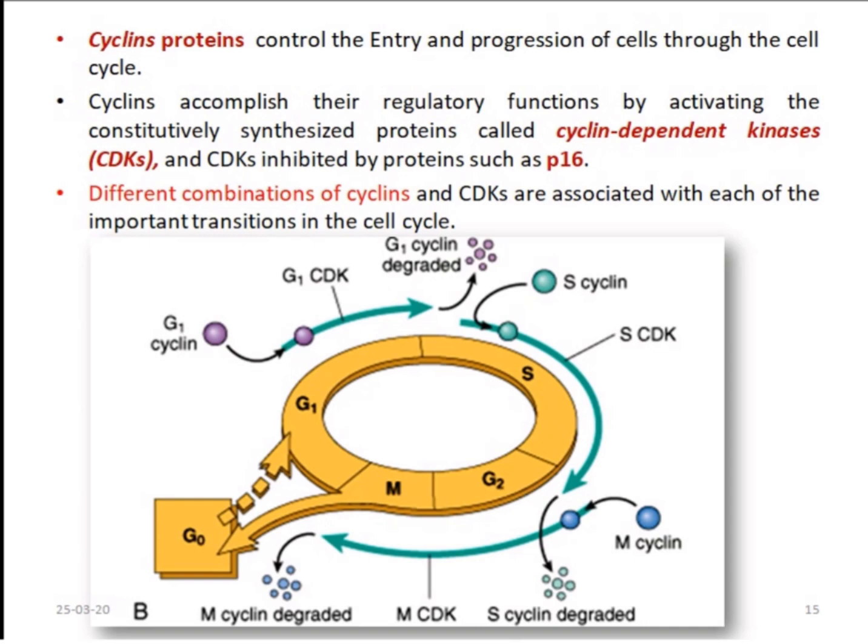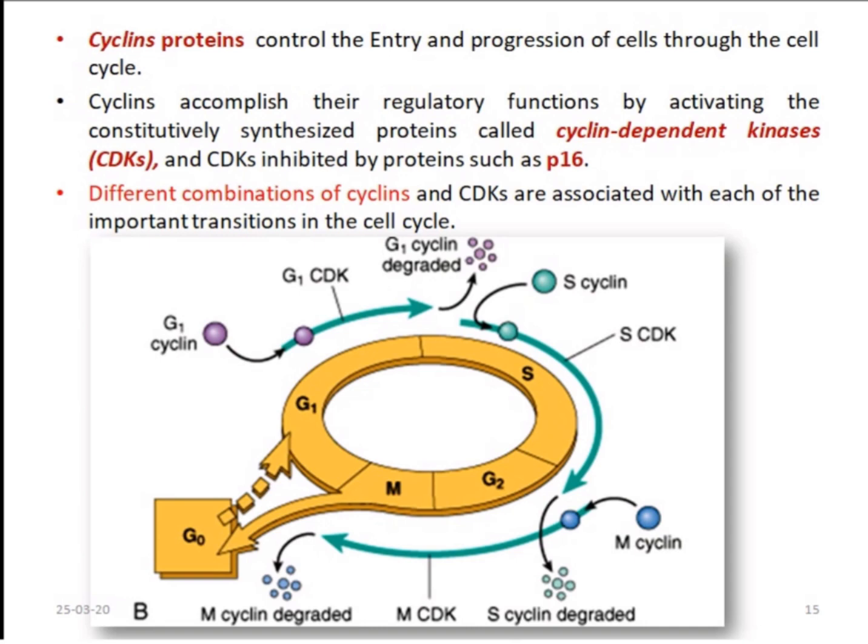These are called the cyclin proteins, right? The name cyclin is given because they are involved in the cell cycle. So cyclin proteins control the entry and progression of cells through the cell cycle. Cyclins accomplish their regulatory function by activating the constitutively synthesized proteins called cyclin-dependent kinases, and CDKs are inhibited by proteins such as P16. A very important point here.